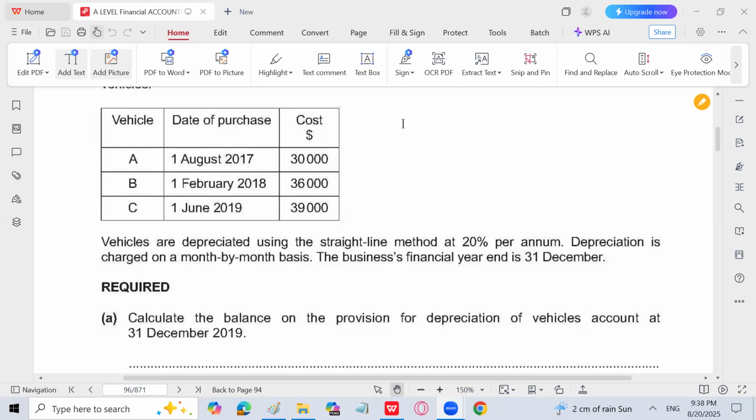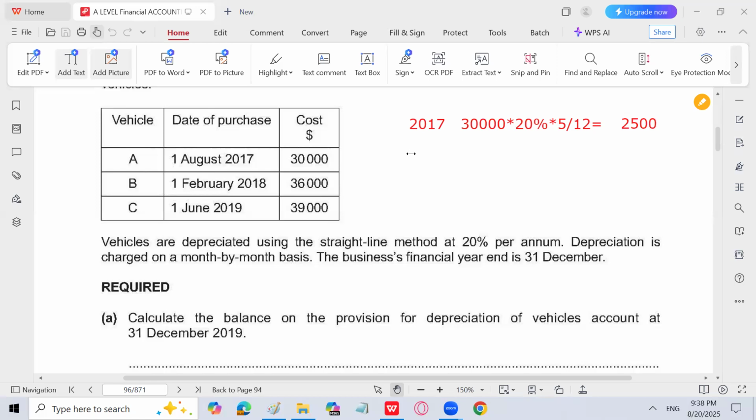In 2017, we have only one asset, and it is depreciated 30,000 multiplied by, how much is the percentage? 20% multiplied by 5 over 12: August, September, October, November, December. How much will it become? 30,000 into 20% is 6,000. 6,000 into 5 over 12 is 2,500. Okay, we are done with that.